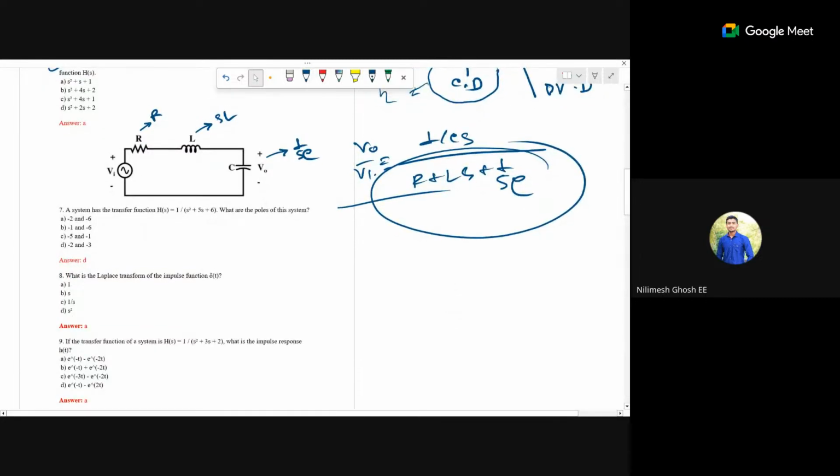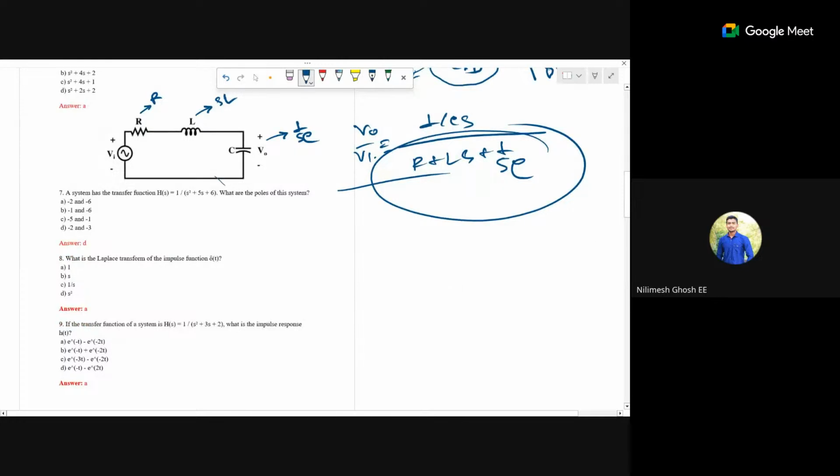This is also just a factorization problem. It will be 6, 5 and 1, minus 5 and minus 1. No, 2 into 3. Sir, minus 2 and minus 3. Yes, so it will be S plus 2 and S plus 3. So you have to be careful about this.